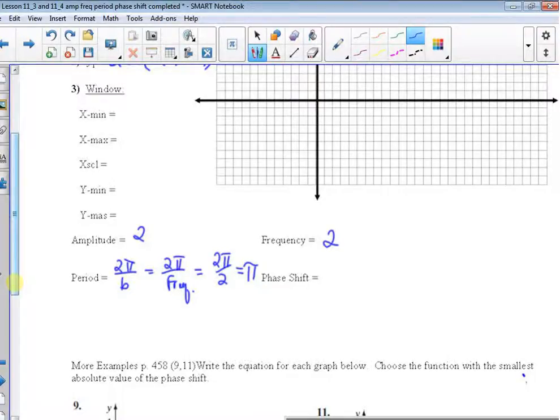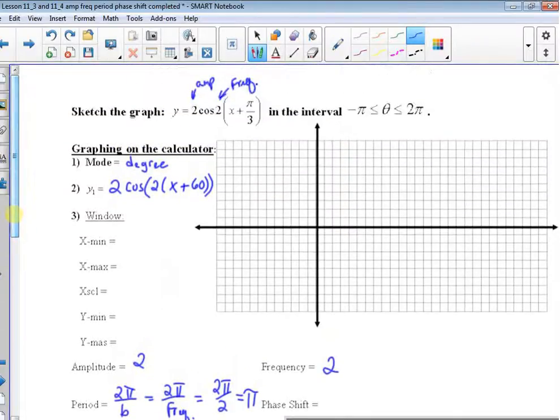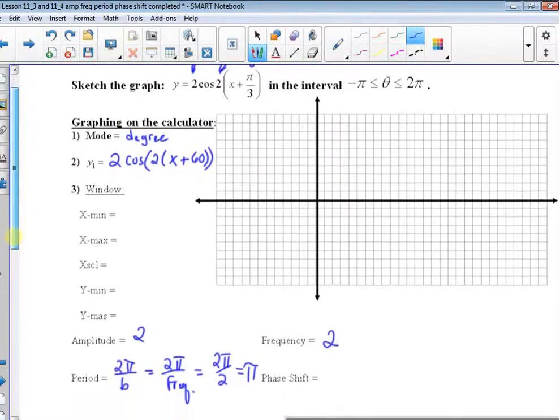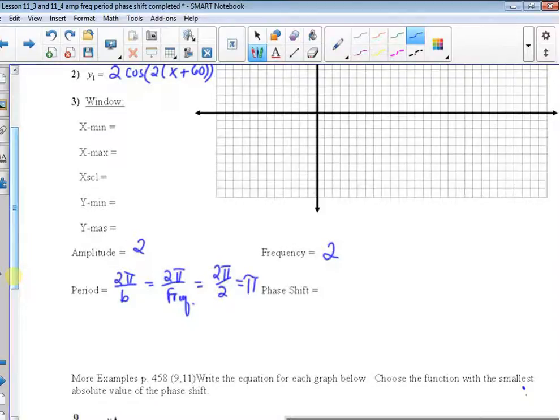Now, the phase shift, because the 2 has been factored out, is just the opposite of c. So that's negative pi over 3, or negative 60 degrees. So this is where we're going to start our graph. Okay? Now, to figure out our skeleton points, you can take that period, which is 180 degrees, and divide it by 4, and that gives you 45.